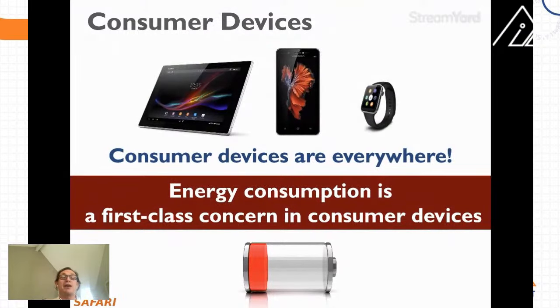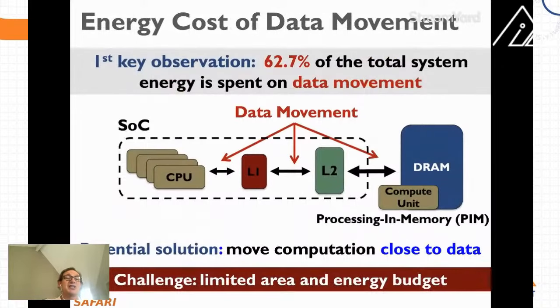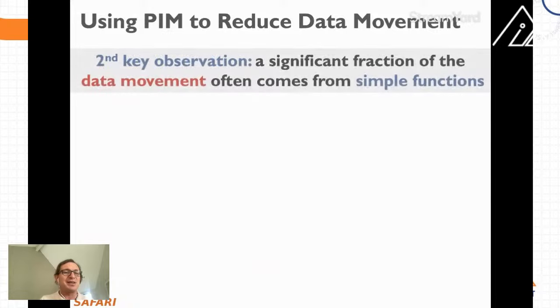So we were very interested in the consumer devices, and we wanted to analyze these workloads. As I mentioned, we analyzed these workloads, and we showed that a significant amount of total system energy is spent on data movement. And we wanted to offload computation to processing in memory, where we have compute units in the logic layer of 3D stacked DRAM chips. And the challenge here is you have limited area and energy budget. We talk about this area and energy budget in the paper, but I'm not going to talk about this in detail.